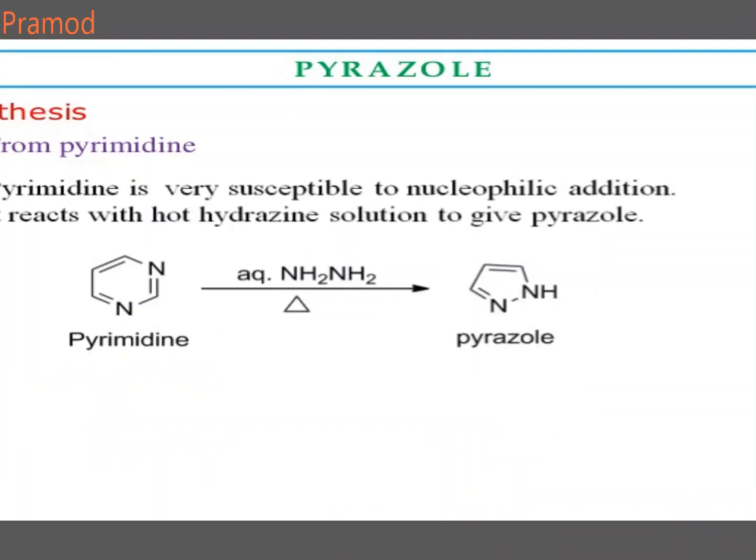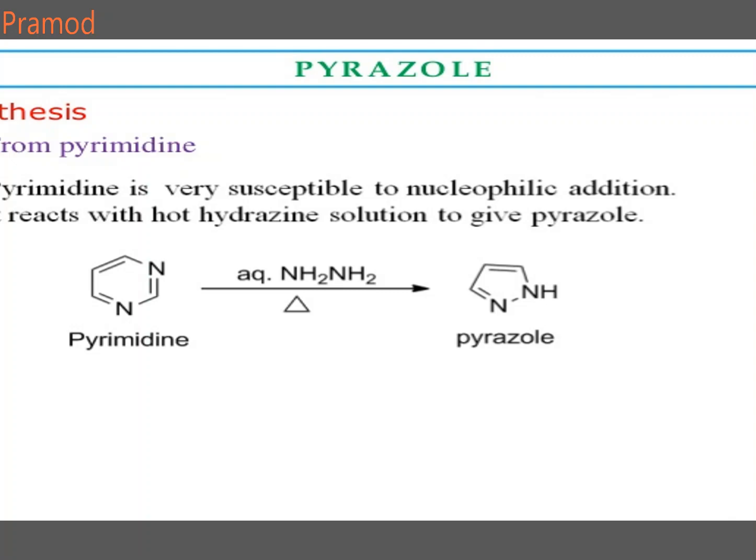Now let's go for the synthesis. As you have seen, pyrimidine is susceptible to nucleophilic addition reaction. It reacts with hot hydrazine solution to give pyrazole. So what happens when you treat pyrimidine with hydrazine? It will undergo breakage of the ring and you get your pyrazole. So that is the first method for the synthesis of pyrazole.